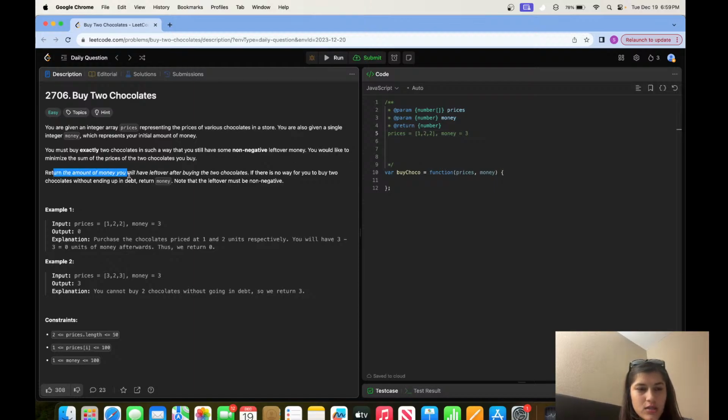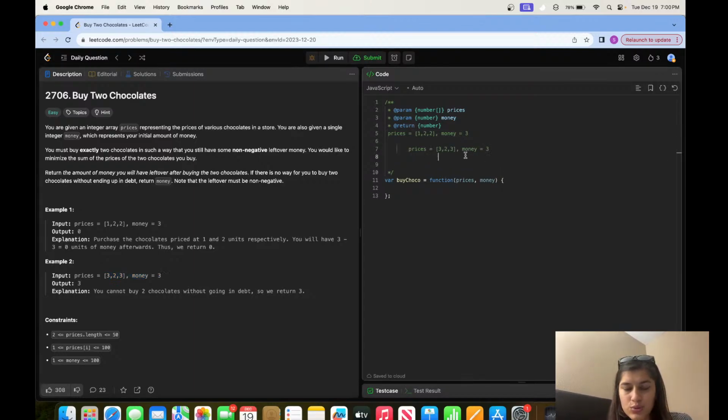Return the amount of money you will have leftover after buying the two chocolates. If there is no way for you to buy two chocolates without ending up in debt, return money. Note that the leftover must be non-negative. So here I can buy two and one, and leftover will be two. And what about this one? Here I cannot buy two chocolates, because this money will be spent on buying just one chocolate. If I buy two, it will be spent, and there is no chocolate of $1, so I should return three.